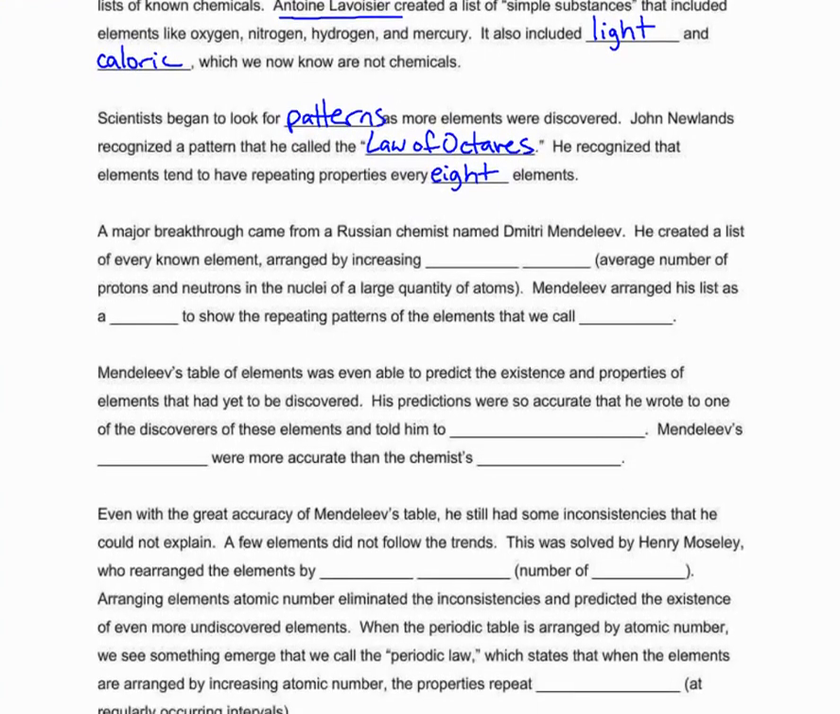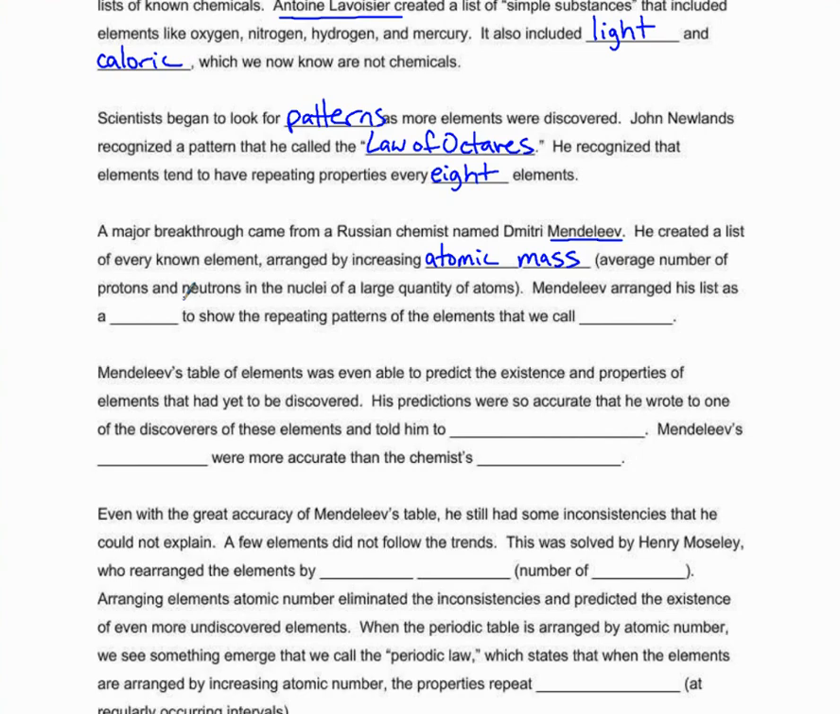The major breakthrough came from a Russian chemist named Dmitry Mendeleev. He created a list of every known element, and he arranged them by increasing atomic mass. Atomic mass is the average number of protons and neutrons, and we're talking about a large quantity of atoms of the same element. So if we had a very large sample of carbon atoms, the atomic mass is the average number of protons and neutrons.